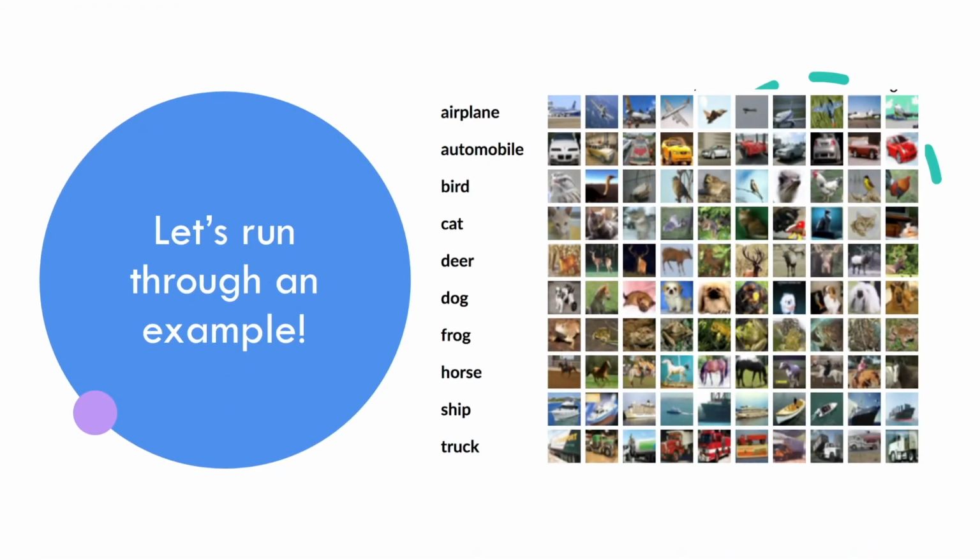To help explain neural networks, let's run through a quick example. This neural network is designed to correctly identify objects in a picture. To start off, the neural network will be fed a large amount of already labeled data, such as pictures of airplanes, birds, trucks, and more, so it can understand what these objects look like.